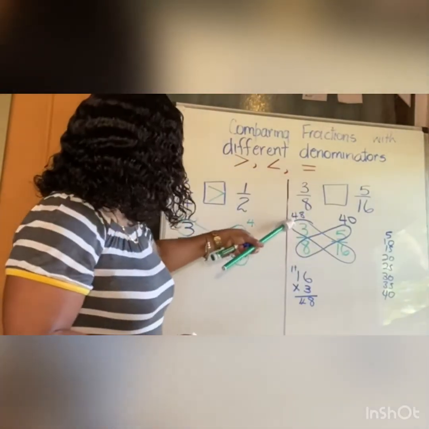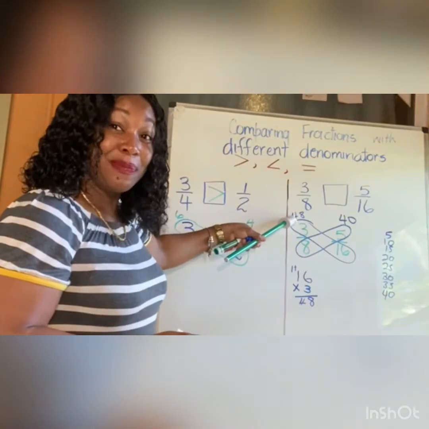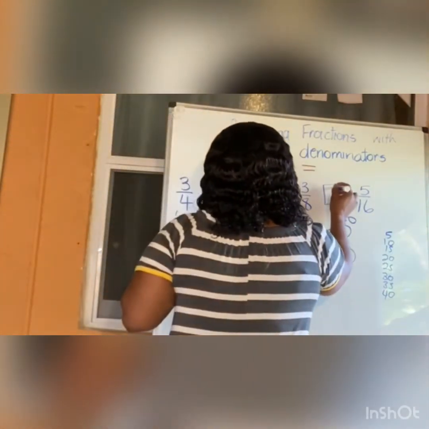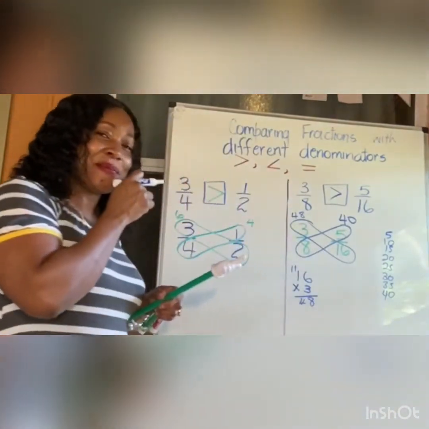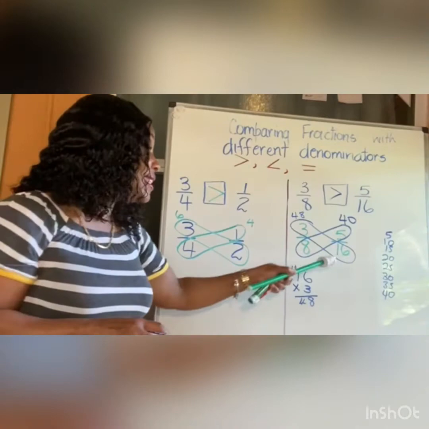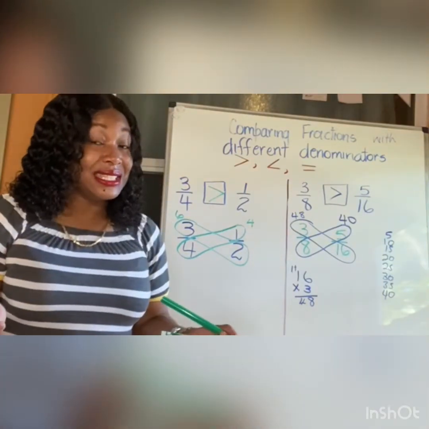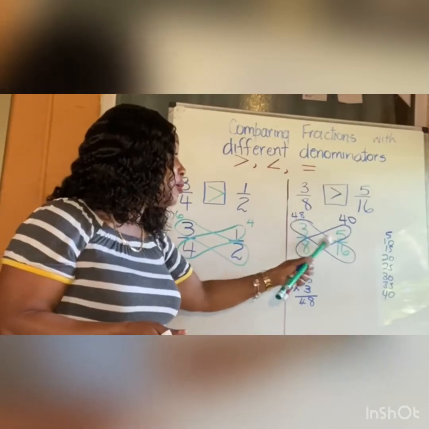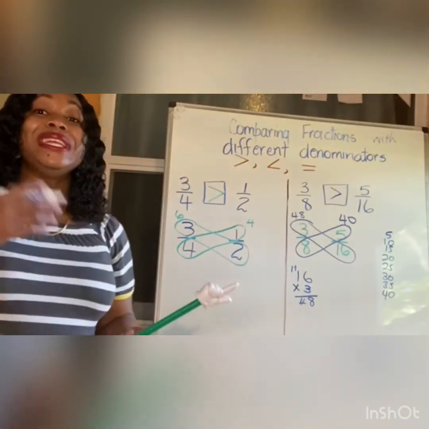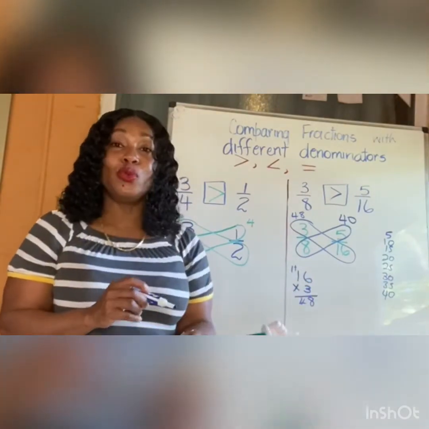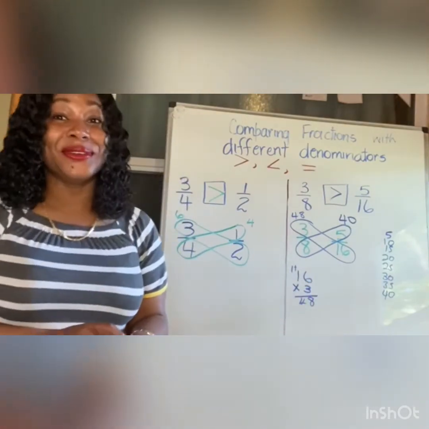Again, 3/8 is bigger because it has the bigger product. So 3/8 is greater than 5/16. So boys and girls, don't look at the 16 and say that it is bigger. No, you have to make sure that you're cross multiplying or you're renaming one of your fractions. We're going to look at 2 more examples and then that's going to be it for today.